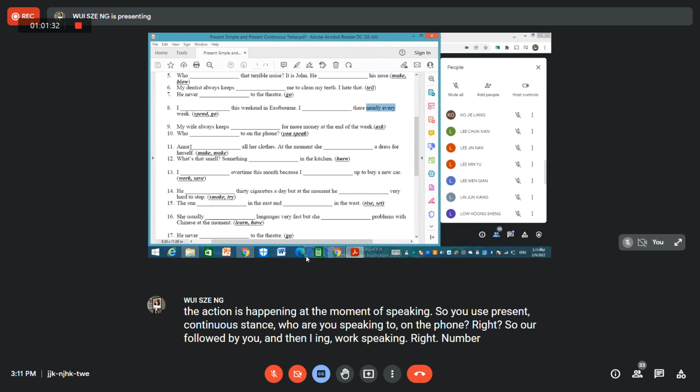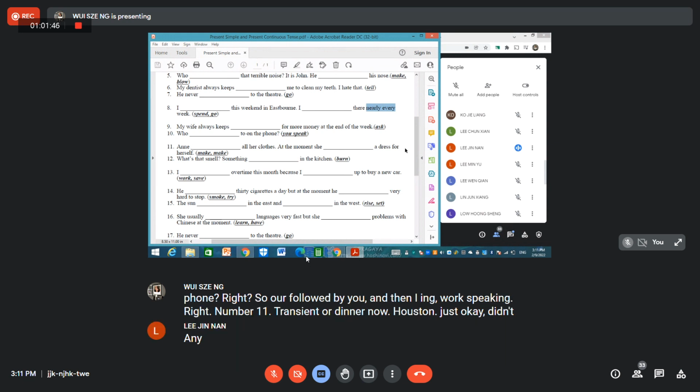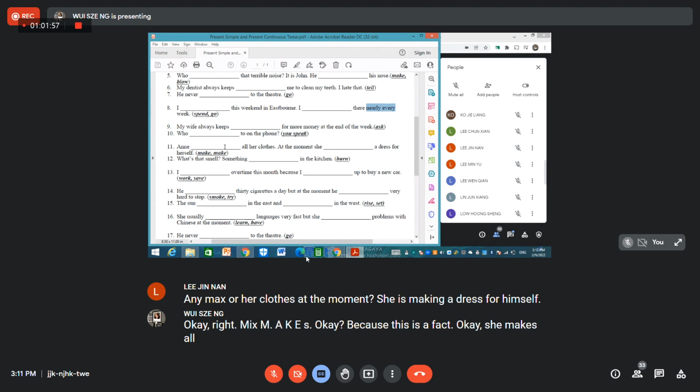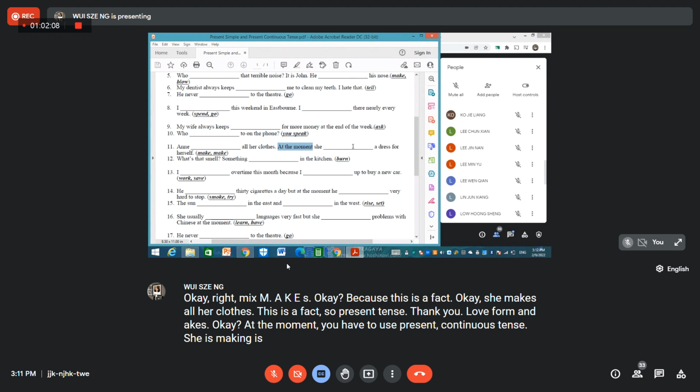Right, number 11. Chun Xian or Jinan now? Whose turn? Okay, Jinan. Annie makes all her clothes. At the moment, she is making a dress for herself. Right, makes, M-A-K-E-S, because this is a fact. She makes all her clothes. This is a fact, so present tense singular form, M-A-K-E-S. At the moment, you have to use present continuous tense. She is making. Is is followed by an ing verb. Okay, is making.